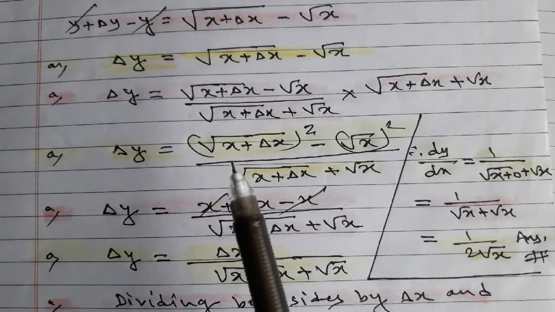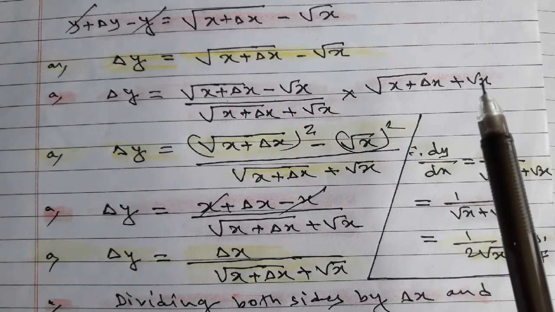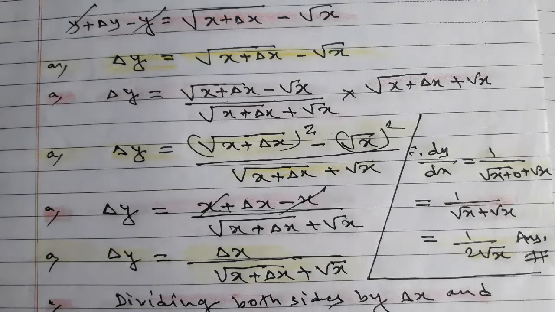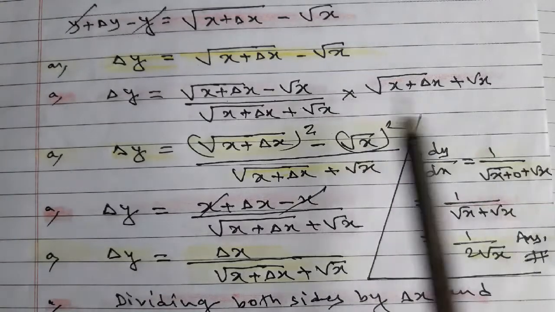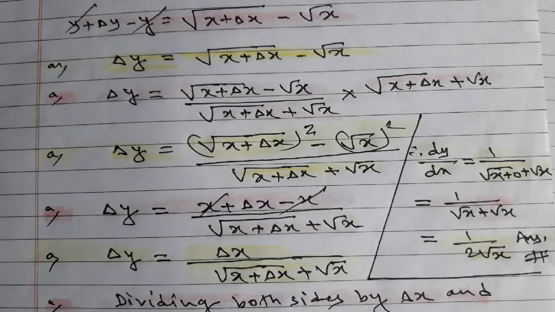Then we get delta y is equal to root x plus delta x minus root x into root x plus delta x plus root x. The terms of the numerator are in the form of a plus b into a minus b. That means a plus b into a minus b we can write as a square minus b square.